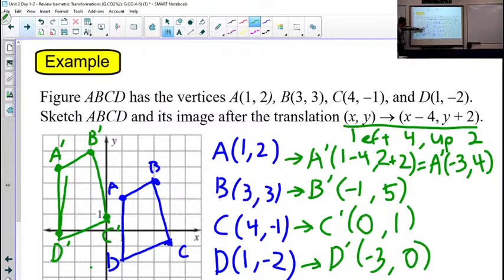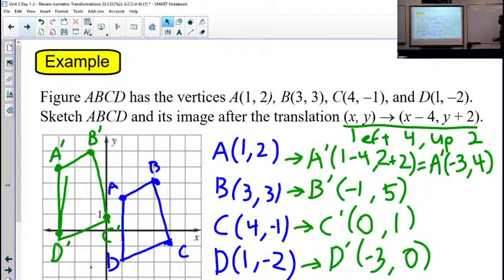I can also check because the shape should look familiar to the original shape. So you should be able to check that the new shape should kind of match the original shape. In this case, it just got moved. It just got shifted up, down, left, right. Questions on that?